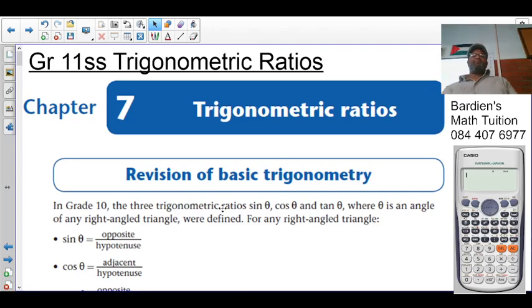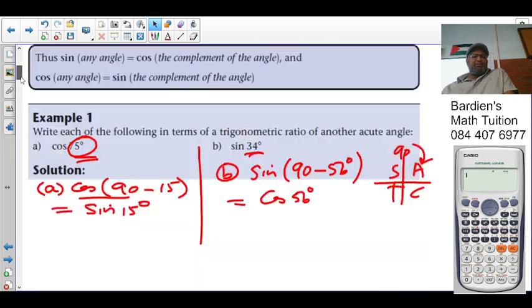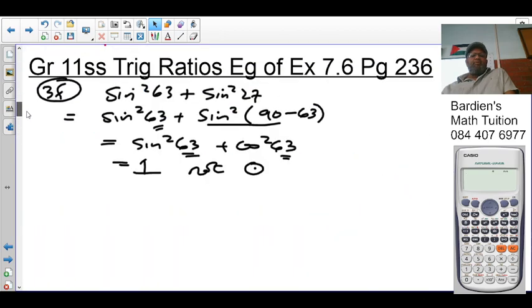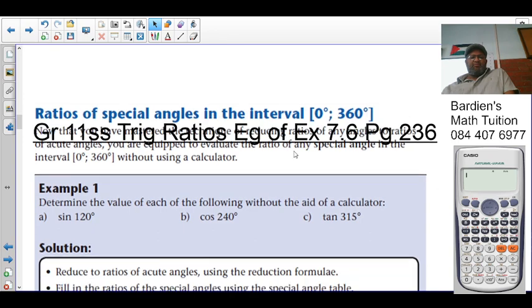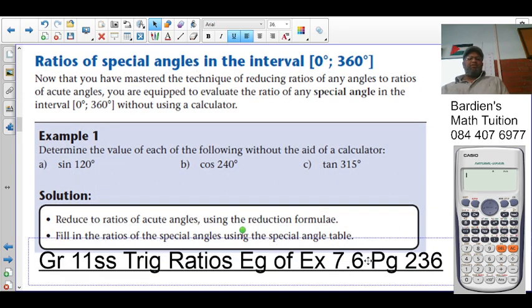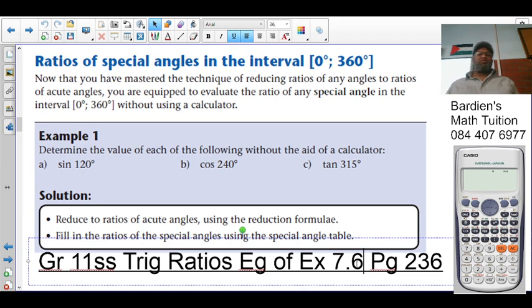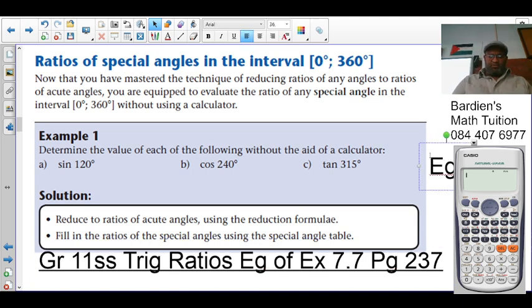Okay, good morning class. At this point we're looking at trigonometric ratios and we're busy with exercise 7.7. Today we're going to look at trig ratios of special angles in the interval 0 to 360 degrees. That's on page 237. These examples are on page 237.